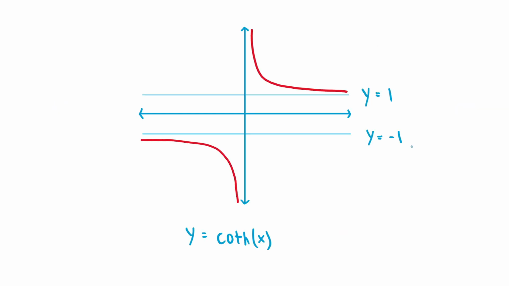Coth of x asymptotically approaches the line y equals 1 for positive x values and approaches the line y equals negative 1 for negative x values. So the function is not defined for x equals 0, and the range of the function is y less than negative 1 and y greater than 1. It's also an odd function.